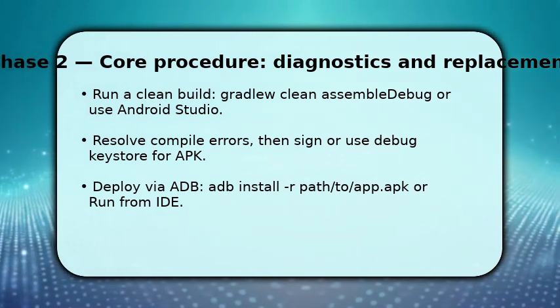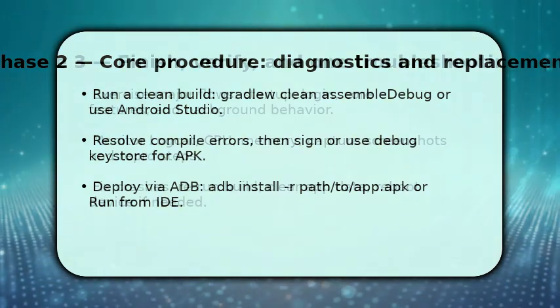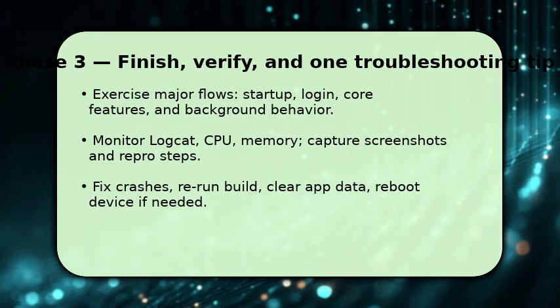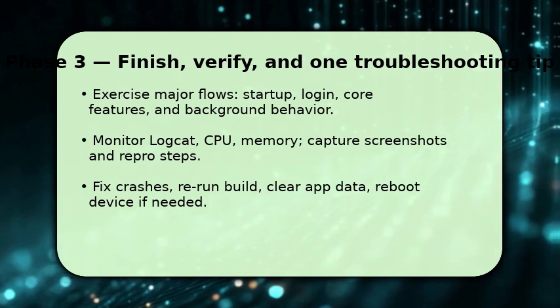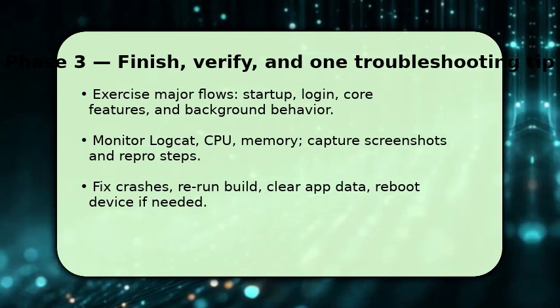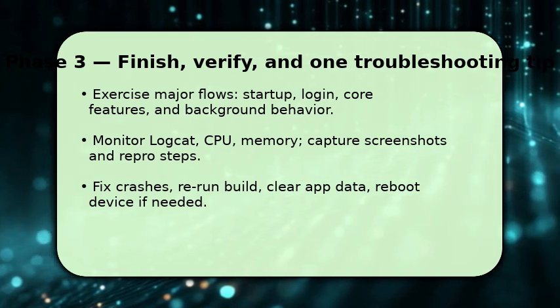You finish by verifying functionality and stability, test startup, login, and the critical user flows while watching Logcat for exceptions. Make sure background tasks and permissions behave as expected, and check performance metrics like CPU and memory to catch leaks.